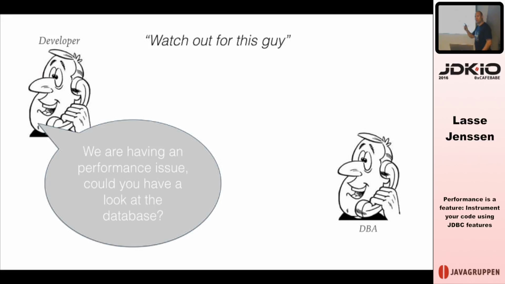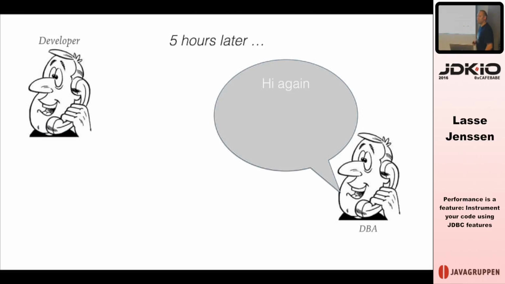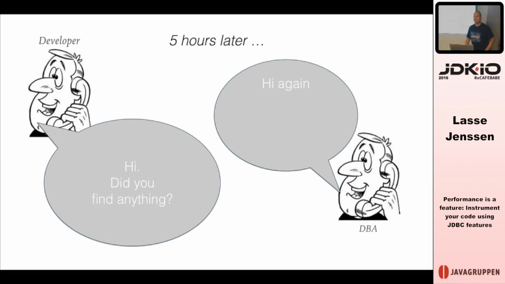And I do want to warn you, because you could hit this other kind of DBA who would answer, okay, I'll have a look into it. And 5 hours later, he calls you up again, and you kind of hoped that he had found something, and asked, did you find anything? And he said, yes, I made a list of 10 actions. I've sent you these by email. Have you heard that before? Yeah, the list of 10 things you should do to improve your performance.